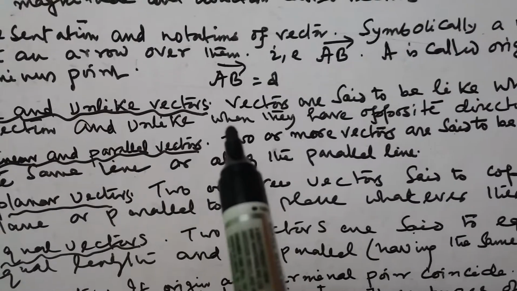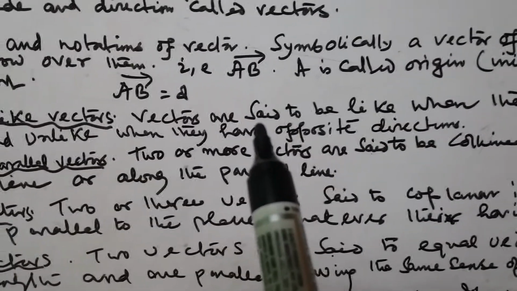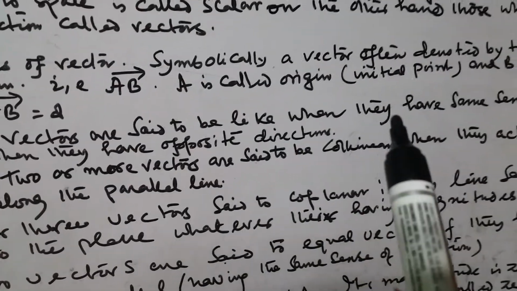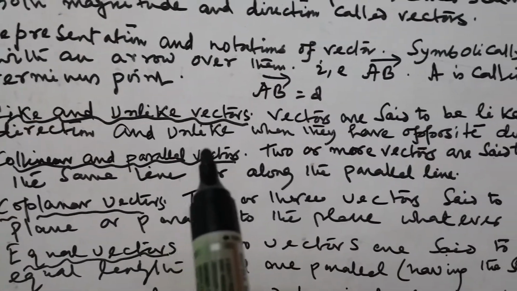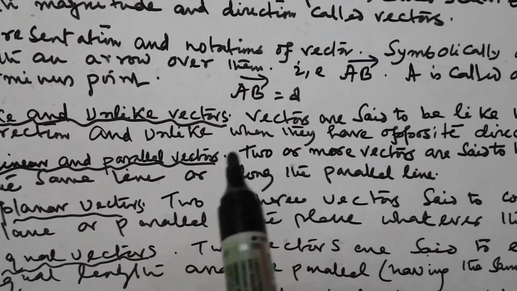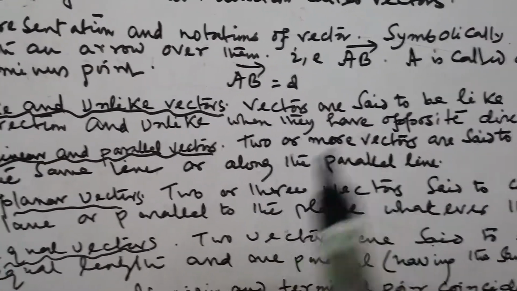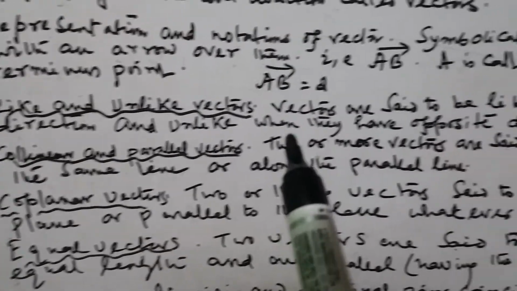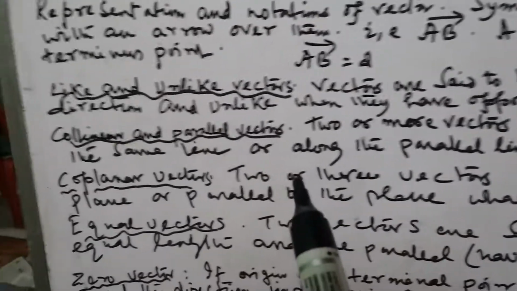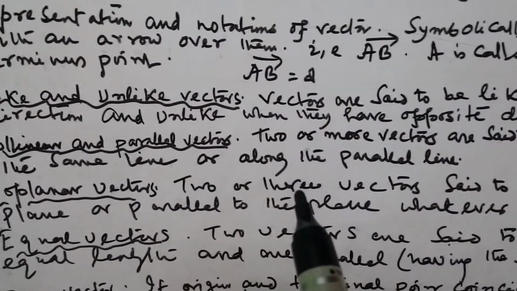Like and unlike vectors. The vectors are said to be like when they have the same sense of direction, and unlike when they have opposite sense of direction. Same sense of direction is called like vectors and opposite sense of direction is unlike vectors.